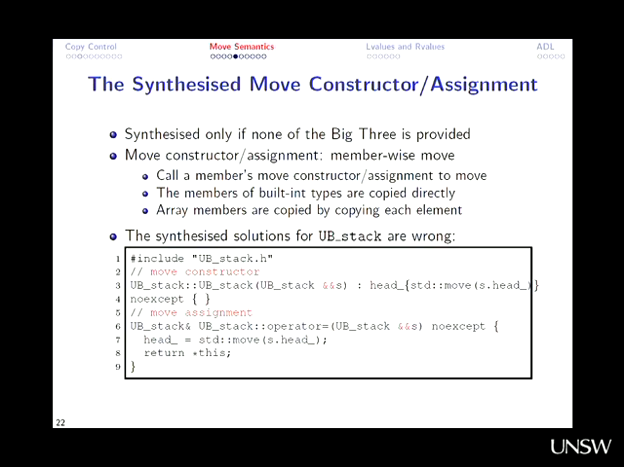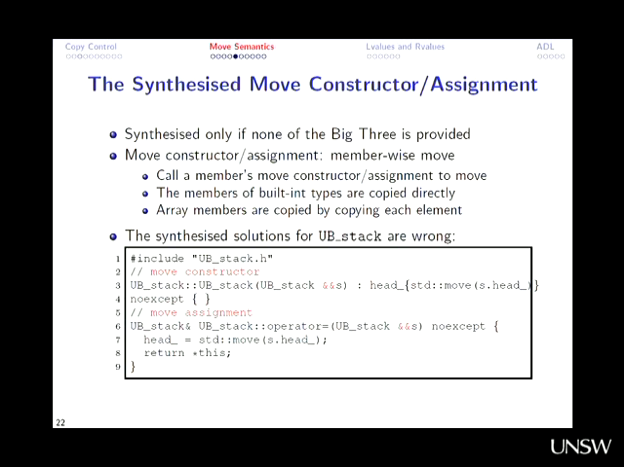For a compiler-synthesized move constructor and move assignment operator, it's provided if none of the big three is provided. The big three is pre-C++11. The big three is your copy constructor, your copy assignment, and your destructor. It became the big five with C++11, which is this move semantics stuff.